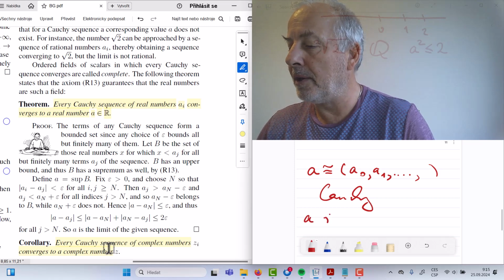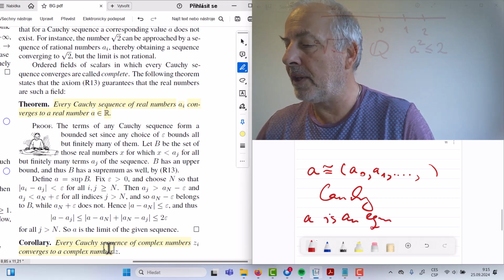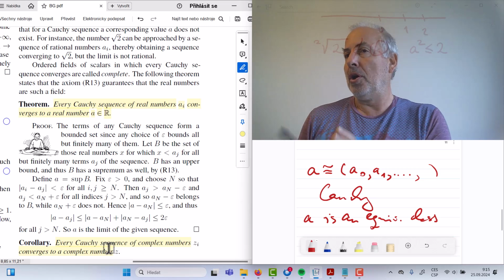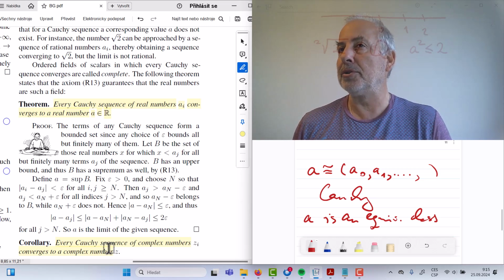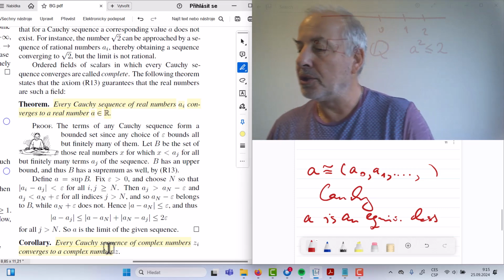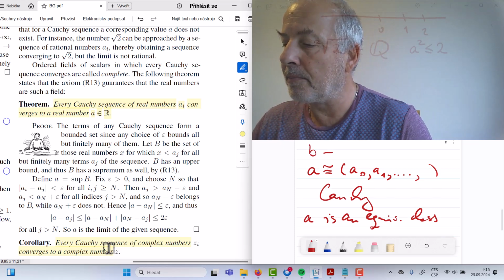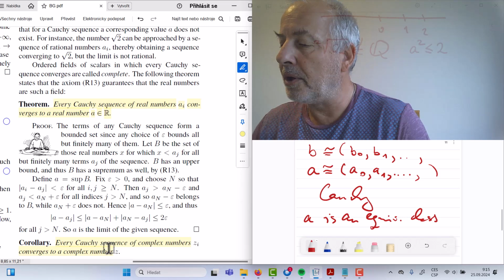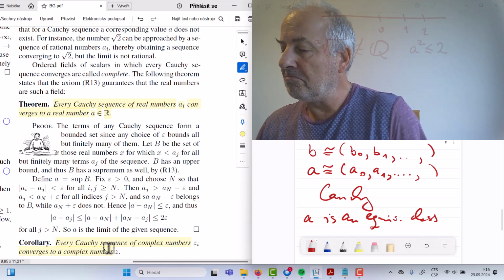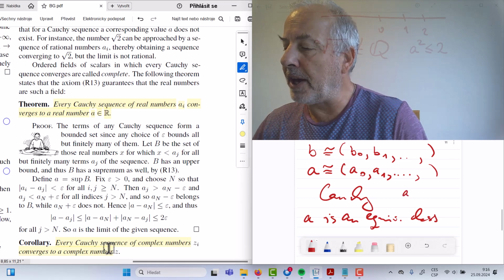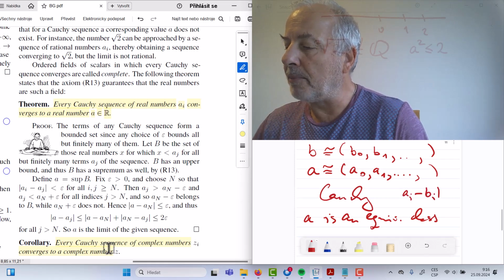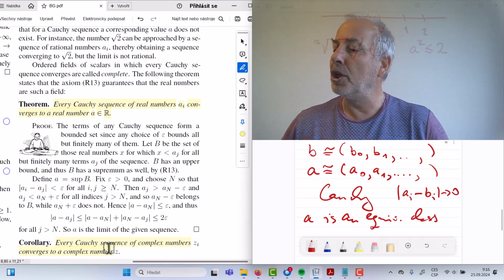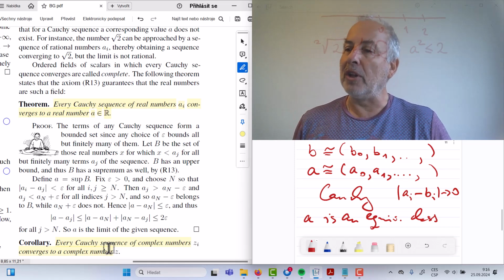So A is an equivalence class of those, and it's obvious how you would say what's equivalent, right? So the two Cauchy sequences are equivalent. If I write A and B, which would be B0, B1, and so on, if I take a_i minus b_i in absolute value, then this should go to 0 with i going to infinity, right? And we know already what it is. So this is the definition of equivalence on the Cauchy sequences.